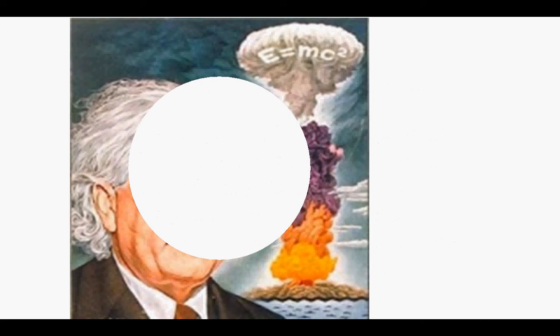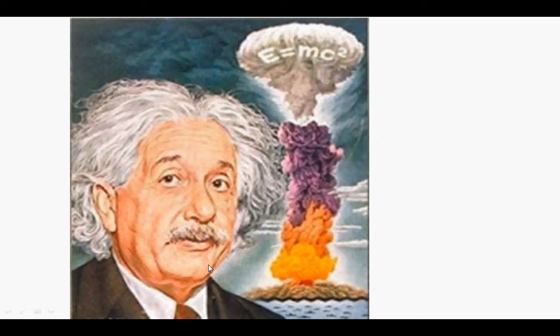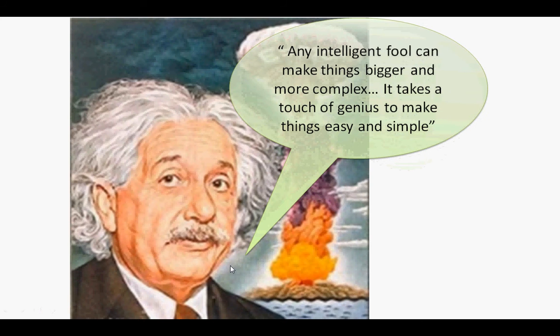Let's look at this example here of quotation. This is a very famous scientist. His name is Albert Einstein. And this is a quotation: An intelligent fool can make things bigger and more complex. It takes a touch of genius to make things easy and simple. So here he argues in favor of simplicity and facilitating topics, not complicating things.